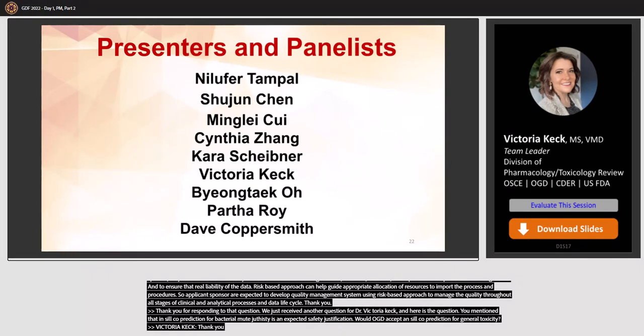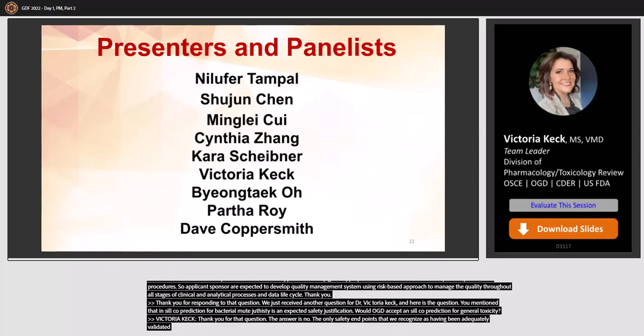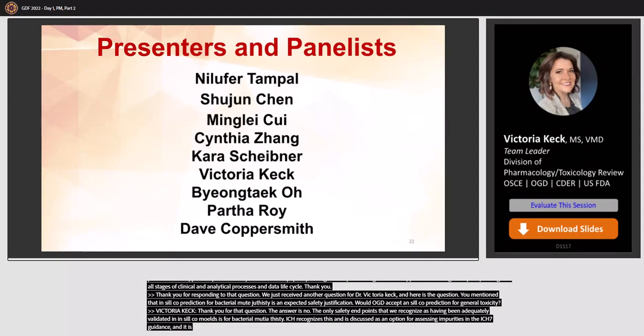Thank you for that question. The answer is no. The only safety endpoint that we recognize as having been adequately validated in silico prediction models is bacterial mutagenicity. To that point, even ICH recognizes this. In silico prediction of bacterial mutagenicity is discussed as an option for assessing genotoxicity of impurities in the ICH M7 guidance for mutagenic impurities. And it is the only in silico method mentioned in the impurity guidances from ICH. Thank you.